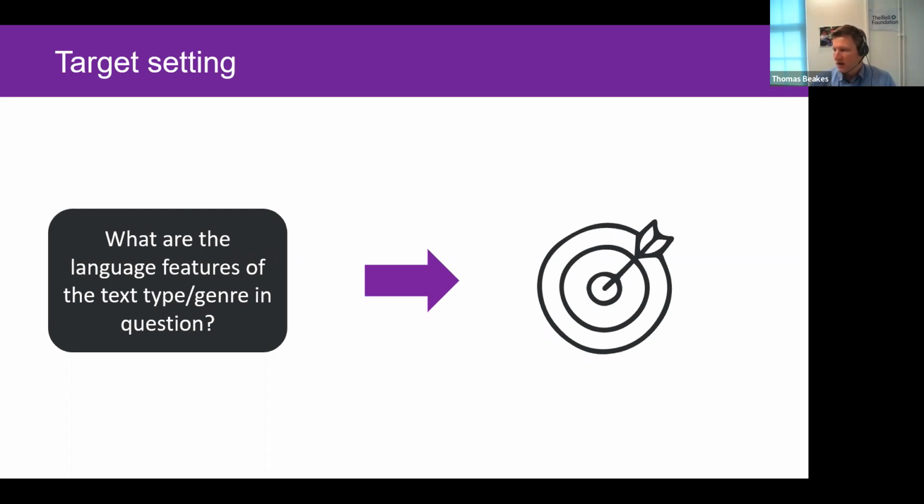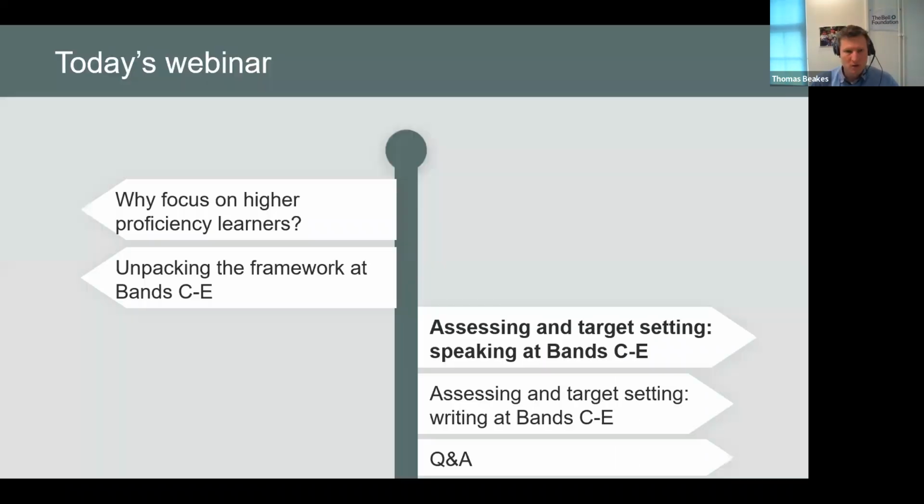So we're going to look now at some specific descriptors to illustrate what this target setting process might look like, okay? And I'm going to use examples from the speaking and writing descriptors, because I think they're the ones that we tend to assess most formally, and also they're the easiest to present in a presentation like this. So let's look at speaking to begin with.